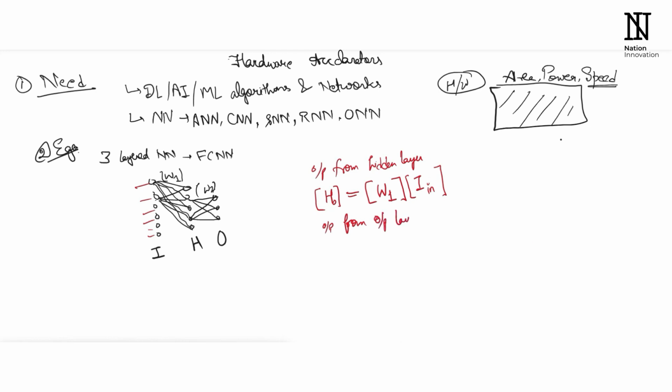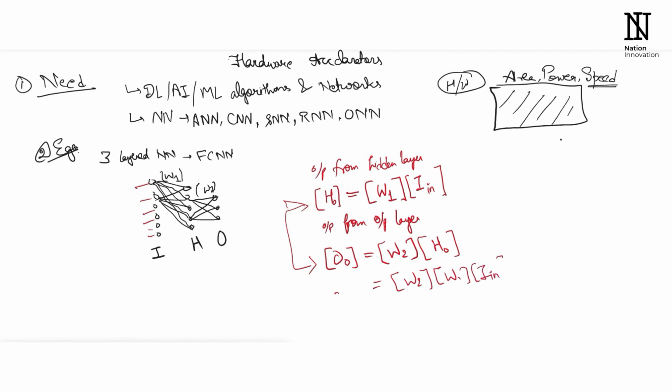Similarly, the output from the output layer. So here OO will be the weight matrix W2 multiplied by HO. If we combine both these, we will get W2 into W1 into the input. These are matrix vector multiplications, right? And again, the result will again have a matrix vector multiplication before we get an output vector.